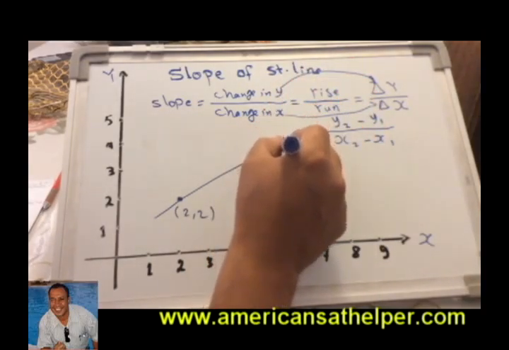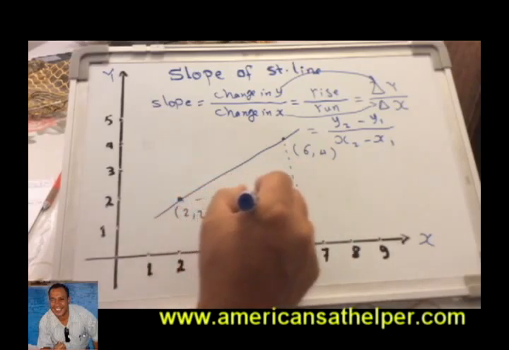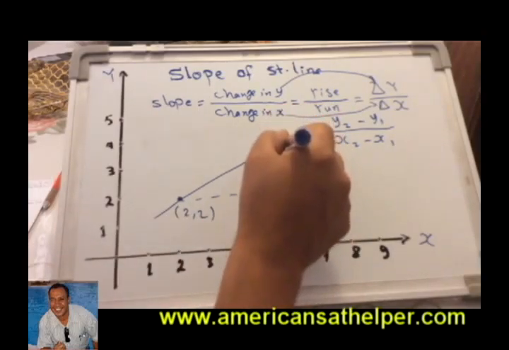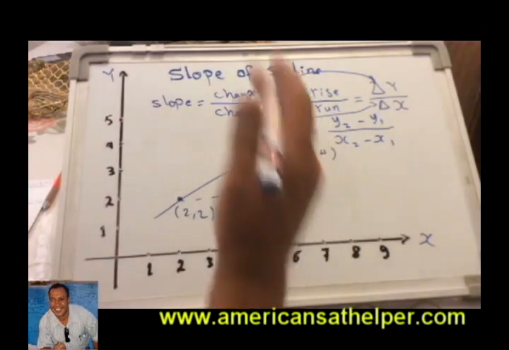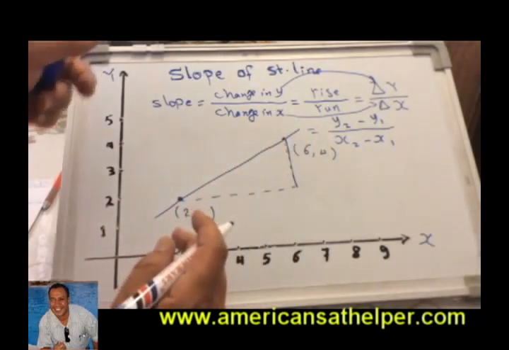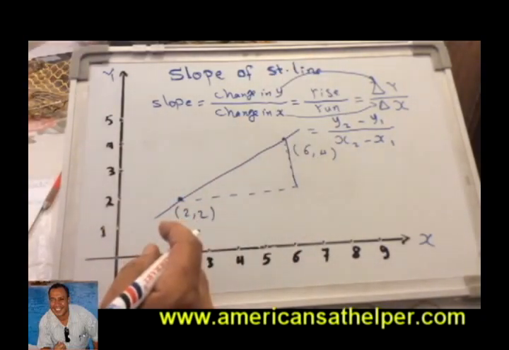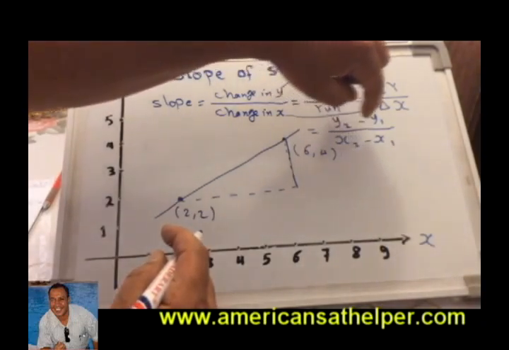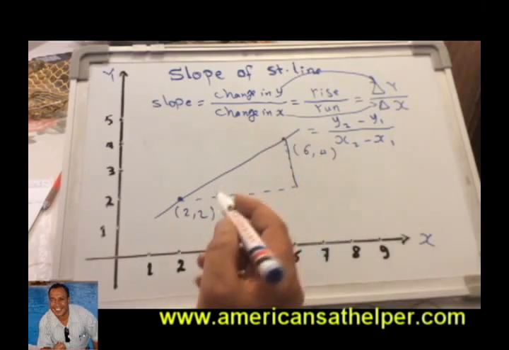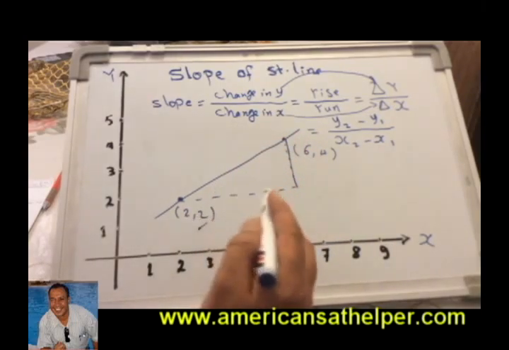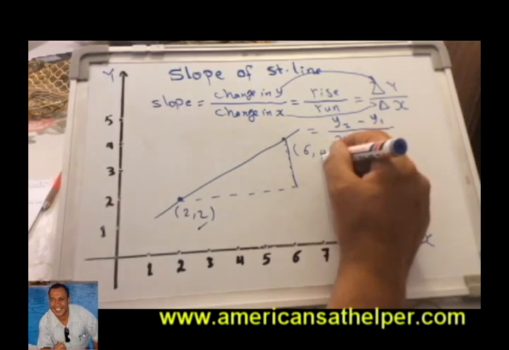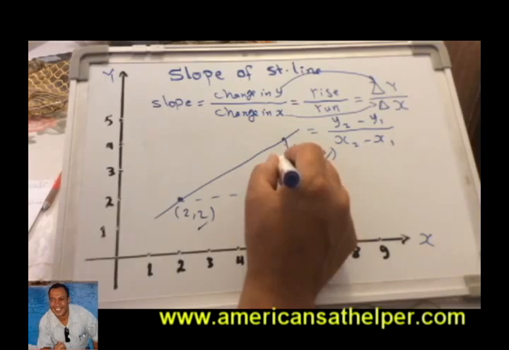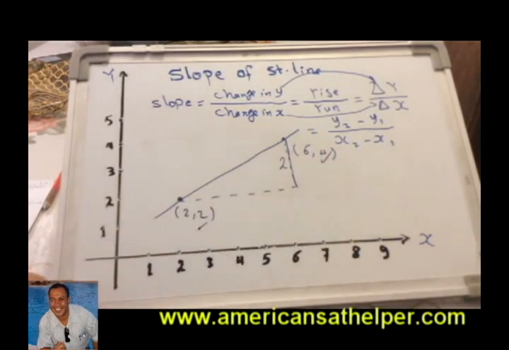Imagine that you construct a triangle like this on the line. Now, rise means the vertical line. The line that is parallel to the y-axis is called rise, or the difference between y's. Rise means difference between y's. Let's take a look at the first y. The first y is 2 and the second y is 4. So the difference between 4 and 2 is 2. So this side will be 2.